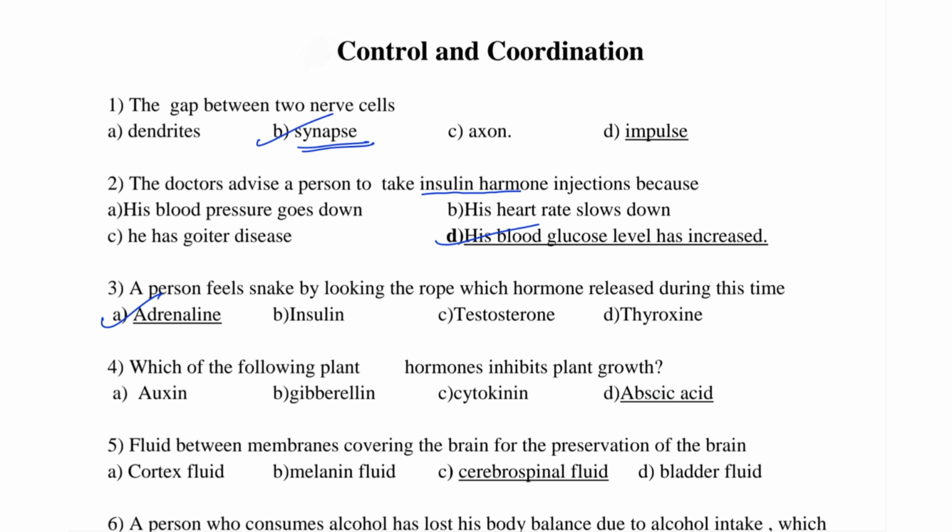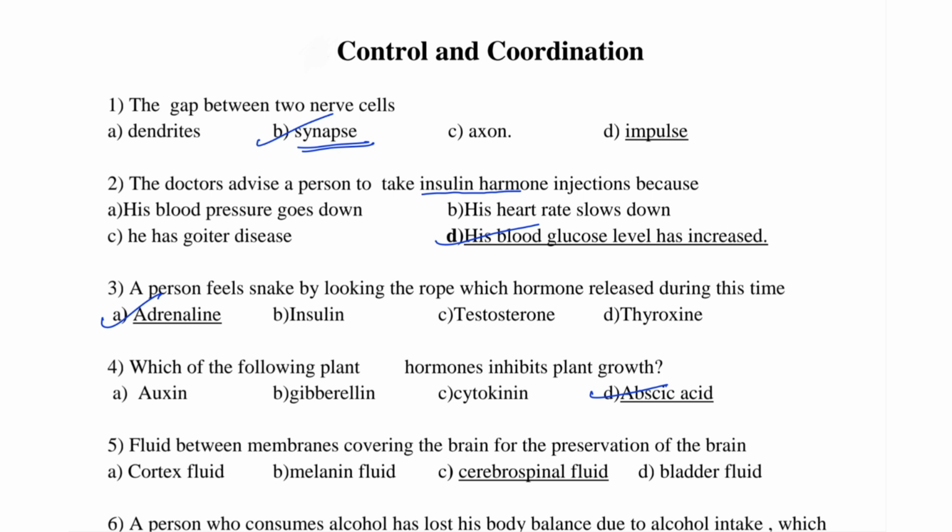Question number 4. Which of the following plant hormones inhibits plant growth? Option A, auxin. Option B, gibberellins. Option C, cytokinin. Option D, abscisic acid. This should be abscisic acid. Option D is abscisic acid. So among all the plant hormones, the one which inhibits growth of plant is abscisic acid.